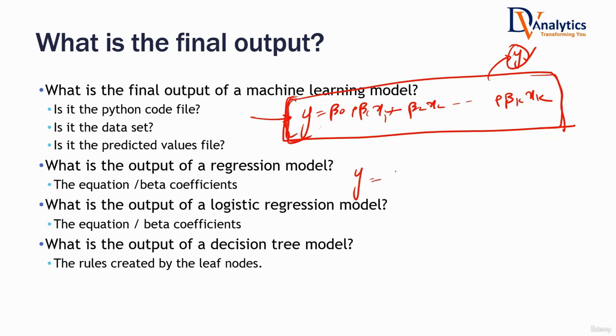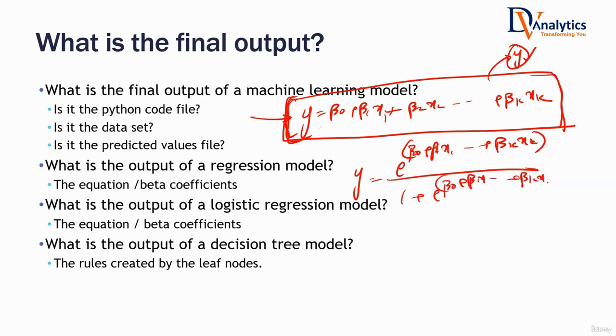If you're building a logistic regression model, y equals e power (beta naught plus beta 1 x1 and so on plus beta k xk) divided by 1 plus e power (beta naught plus beta 1 x1 and so on plus beta k xk). This is the logistic regression line equation. That is our model. Similarly, what's the model in a decision tree? A decision tree is not like this, where we can write an equation. It's a kind of diagram.